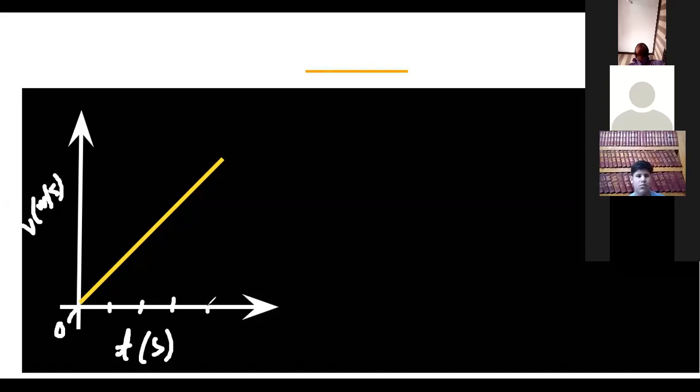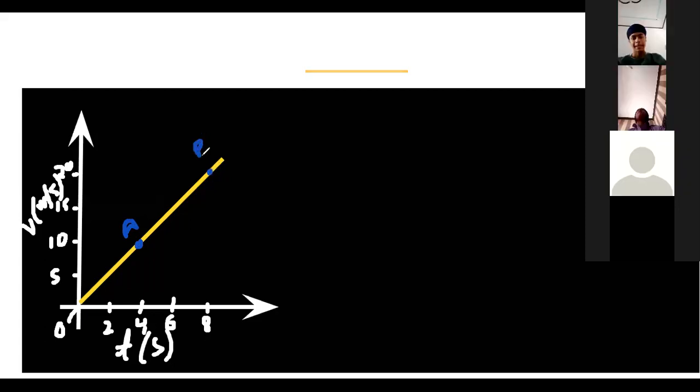Fine. Here we have 0. Then let's say we have 2, 4, 6, and 8. On the side, let's say we have 5, 10, 15, 20. Fine. Now, I will be giving you 2 points. You have to find out the displacement under those 2 points. One is this point. Let's say this is A. And another is the point over here. Let's say this is B.